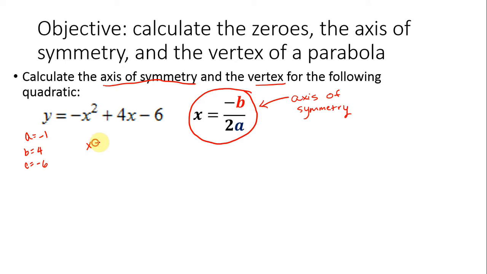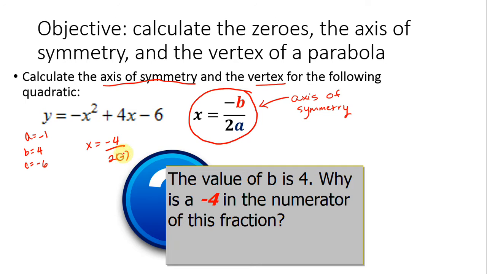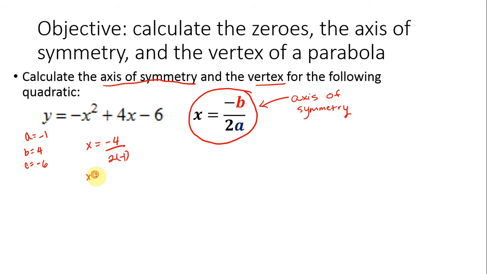So I'll have x equals -4 over 2 times -1. This will give me x equals -4 over -2, which will give me x equals 2. That is my axis of symmetry. Axis of symmetry is x equals 2. Now let's find my vertex.